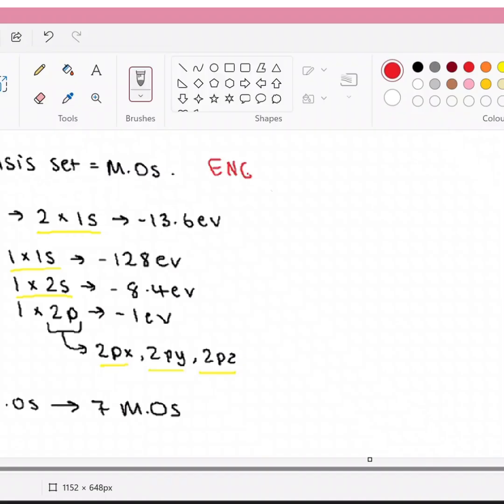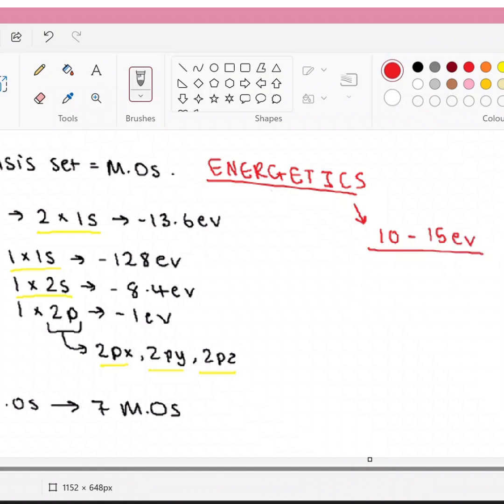Okay, now we have to check whether the atomic orbitals will overlap considering energetics. We have to remember that for overlap to occur, the maximum difference between the energy of 2 atomic orbitals cannot be above 10 to 15 electron volts. Okay, we know that the energy of the beryllium 1s orbital is too low to interact with any of the other atomic orbitals, and therefore it will form a non-bonding molecular orbital.